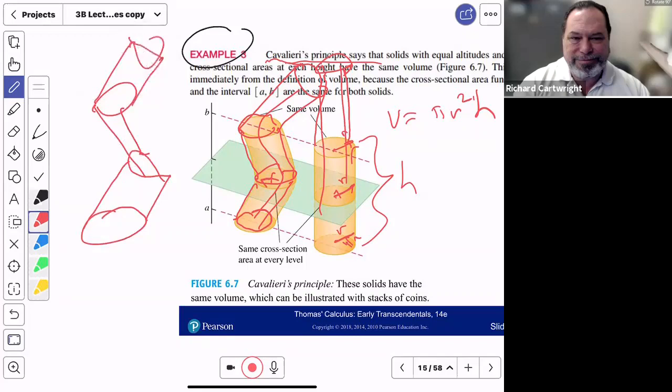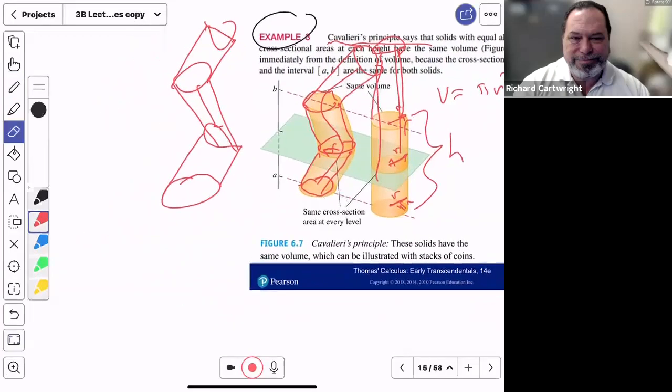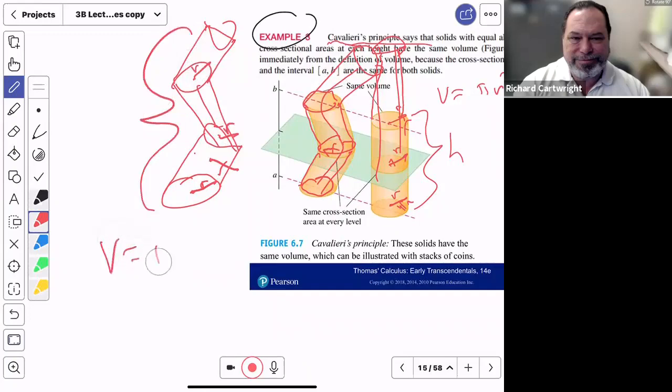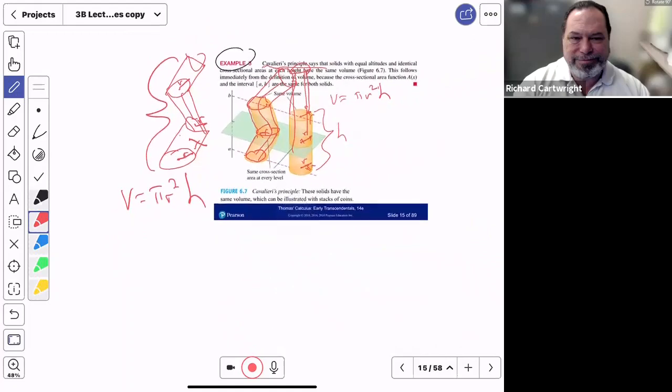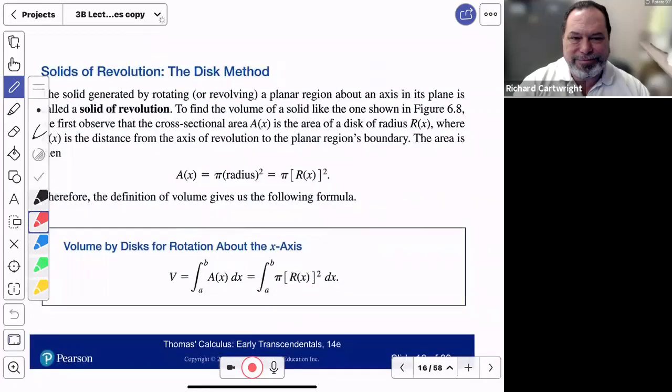You know, what's the volume of this one? And all you really had to do was, as long as the radius in every single place was always the same, then all you need is your height, and you can still do volume is pi r squared times the height. It doesn't change. To me, it's an optical illusion. But Cavalieri discovered it. All right.